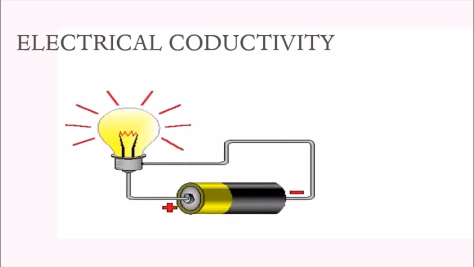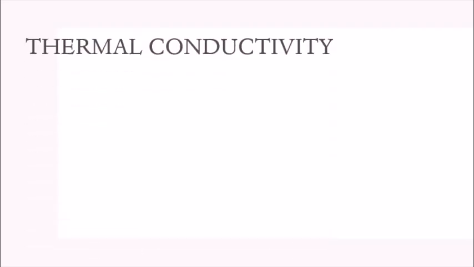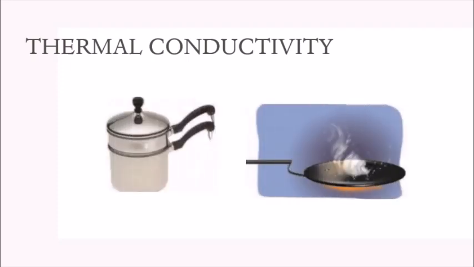All the metals are very good conductors of electricity. That is, they conduct electricity to a greater or lesser extent. Next property is thermal conductivity. Now children, have you ever thought why most of the cooking materials that we use in the kitchen are made of metals? Why is the tawa, the pan or any other cooking material made of metal only? Because metals allow the transfer of heat, as heat flows through them easily, and that is the reason we use cooking materials made of metals. This property is called thermal conductivity.